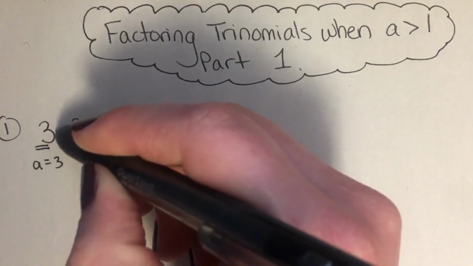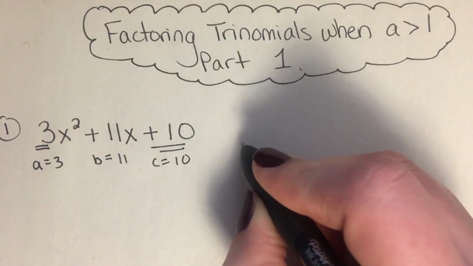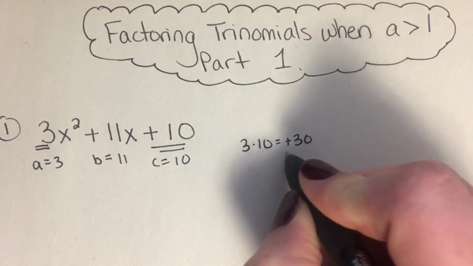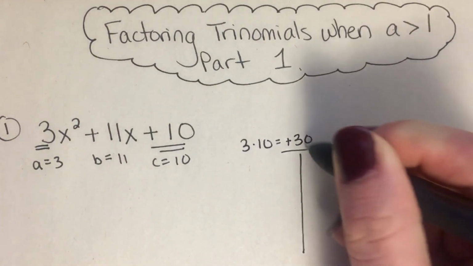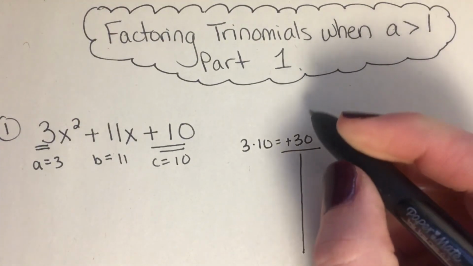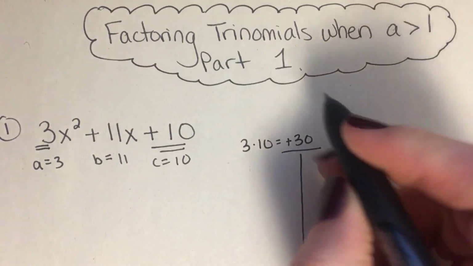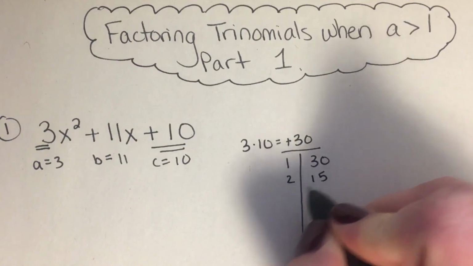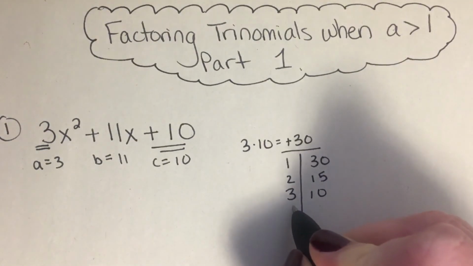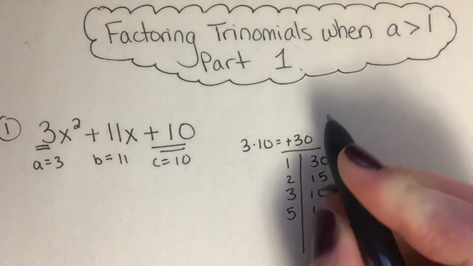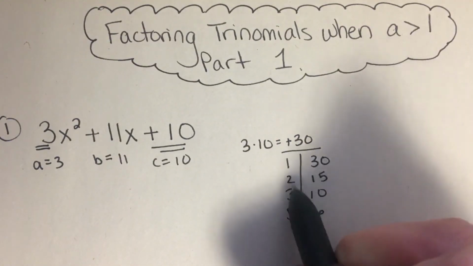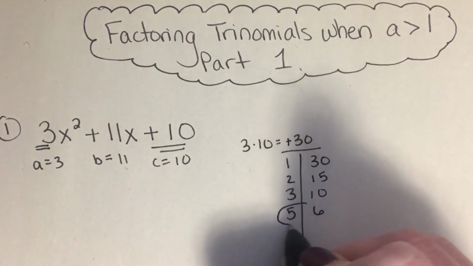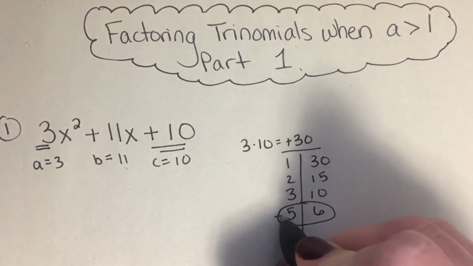So since I have a number in front of x squared, I have to multiply the 3 times 10 to get a positive 30. This number, rather, is going to be the number you use to factor. So I'm going to start by listing out our factors: 1 and 30, 2 and 15, 3 and 10, 4 doesn't work, 5 and 6. And now we have to figure out which two numbers are going to help us make b. So in this case, it's going to be 5 and 6, both being positive.